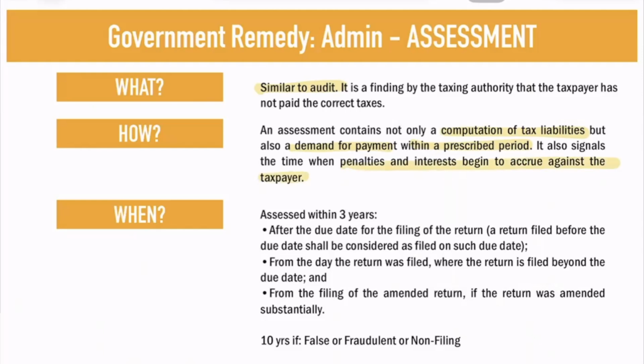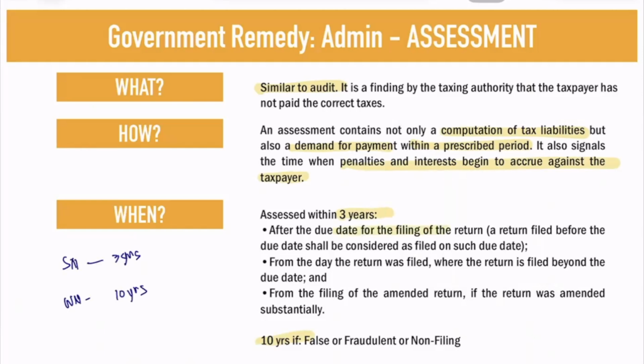Okay? So the question is, when is the proper period to assess? The proper period to assess is either 3 years or 10 years. When is it 3 years? If it is a simple neglect, you can be assessed within 3 years. Willful neglect, 10 years.